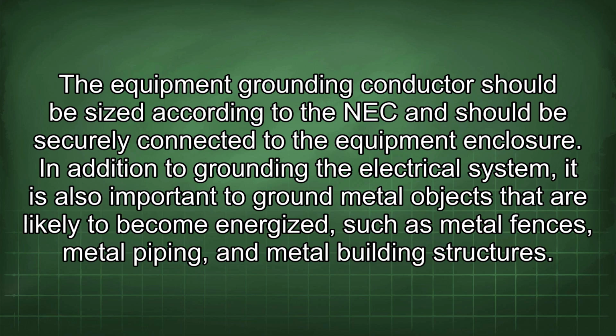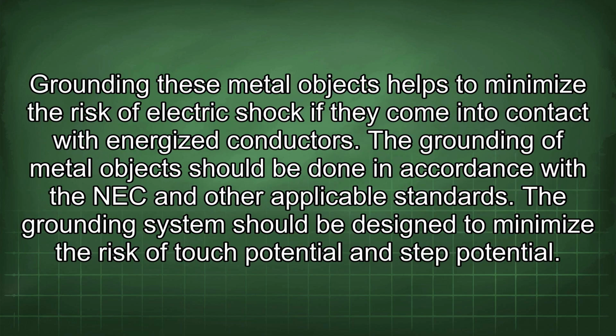In addition to grounding the electrical system, it is also important to ground metal objects that are likely to become energized, such as metal fences, metal piping, and metal building structures. Grounding these metal objects helps to minimize the risk of electric shock if they come into contact with energized conductors. The grounding of metal objects should be done in accordance with the NEC and other applicable standards.